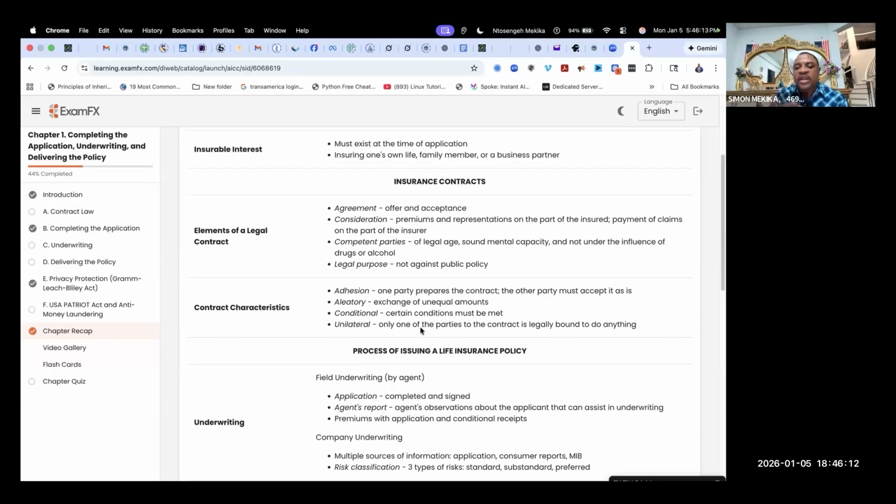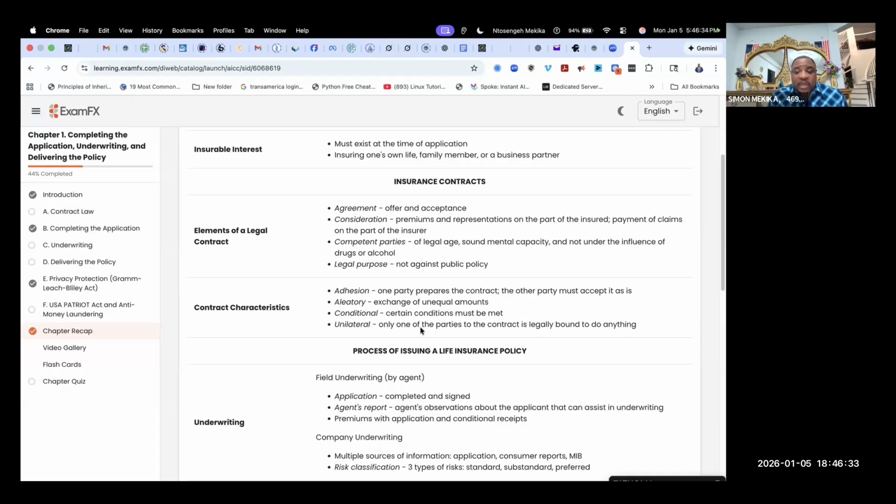So it means it's unilateral. One party has to abide by the contract, is legally bound by the contract. And who is that party? The insurer, or the insurance company, or the insurance provider. You are going to hear these three names, and they will mean almost the same thing. They are the people that are legally bound by that contract.